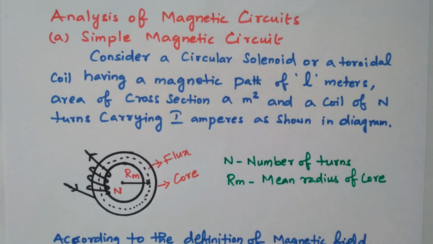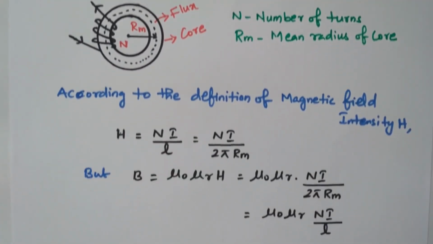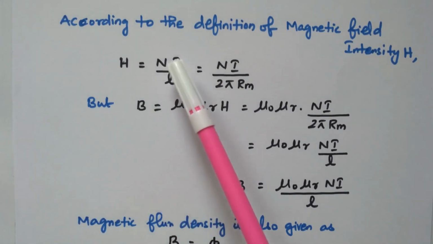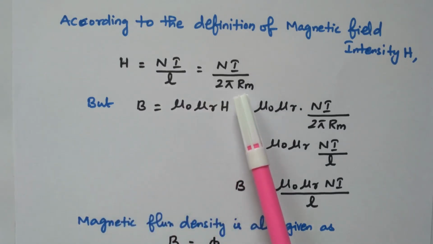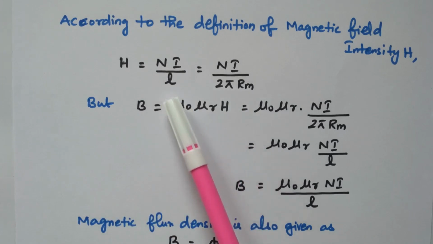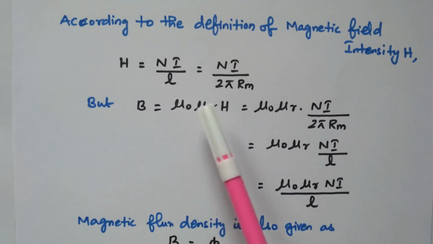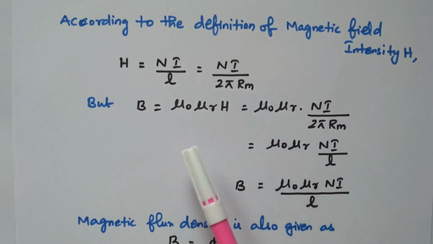Now we will analyze this circuit. According to the definition of the magnetic field intensity, H equals Ni divided by L. Magnetic field intensity is nothing but mmf per unit length. This length is nothing but 2 pi Rm, the circumference of this core, because both are equal. Length is nothing but the circumference, which means 2 pi Rm, where Rm is the mean radius.